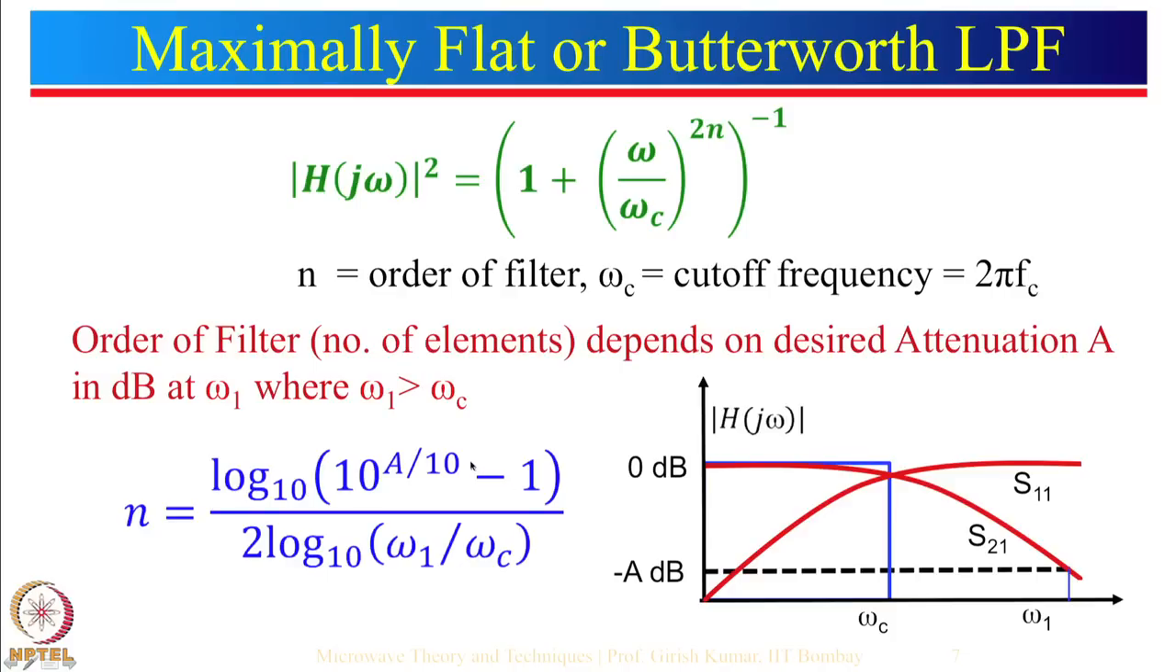And from here we actually defined another thing which is attenuation at frequency omega 1. So, if the cutoff frequency is omega c, it is generally desired that at a given frequency omega 1, how much is the attenuation? Because there may be some interfering signal over here which needs to be attenuated by maybe 20 dB or 30 dB or more. And the order of the filter can be obtained by using this particular equation, which is obtained by taking log on both the sides and solving for n.